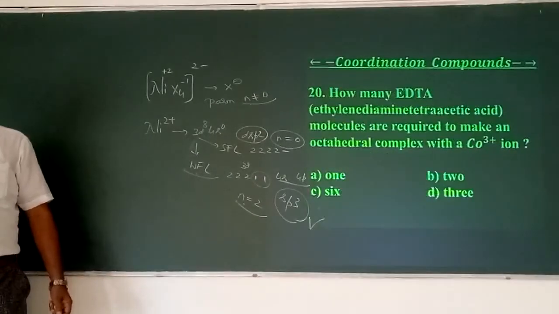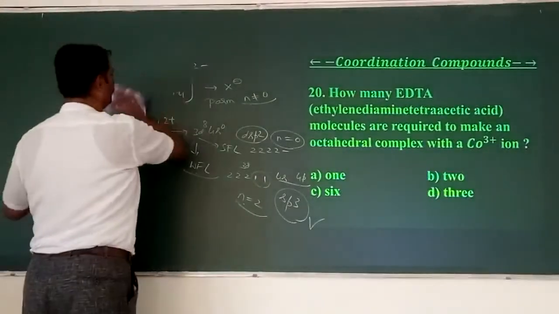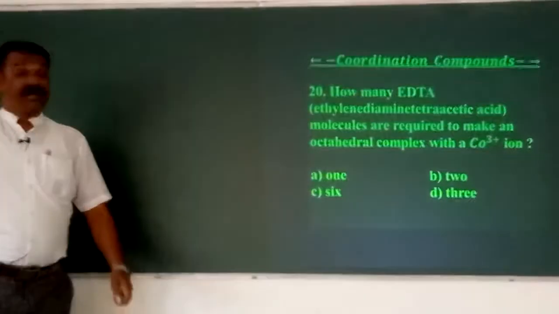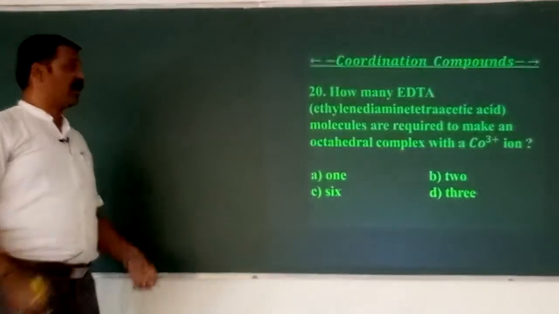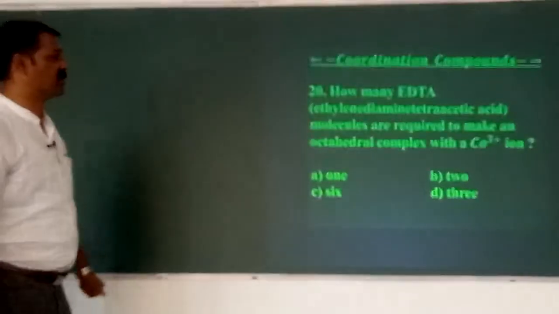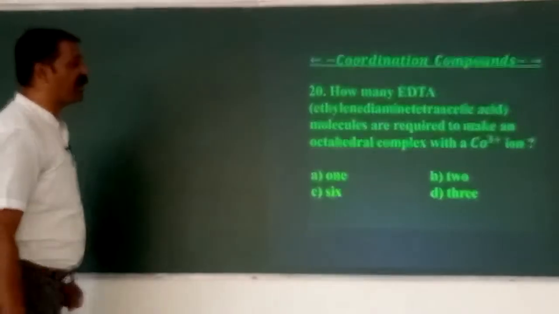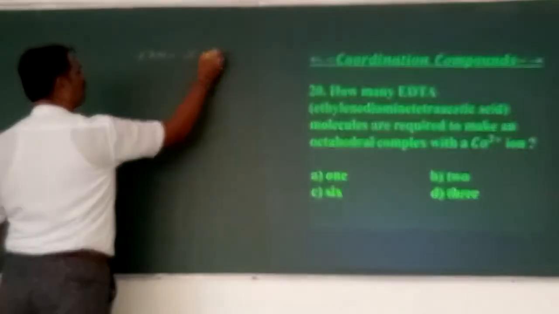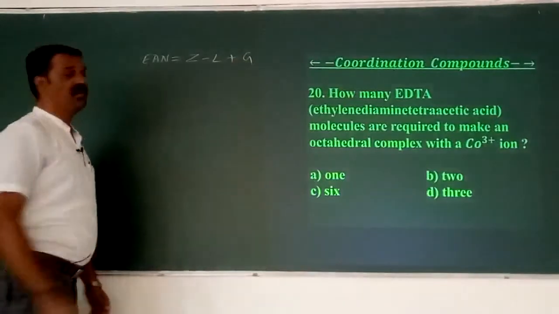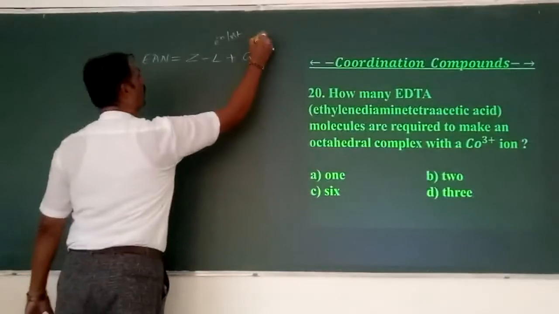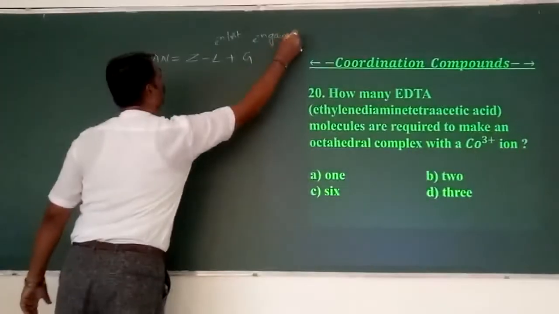Next we will have the 20th. How many EDTA, ethylene diamine tetraacetic acid molecules are required to make an octahedral complex with cobalt 3 plus? How many EDTA has to be present? It is based on EAN. EAN is equal to Z minus L plus G. Z means atomic number, L is electrons lost, and G is electrons gained.